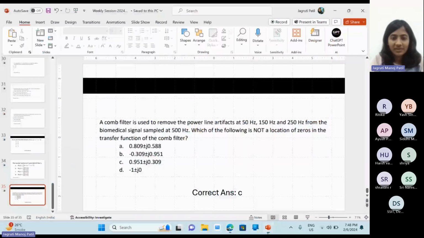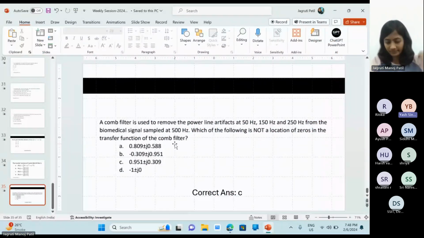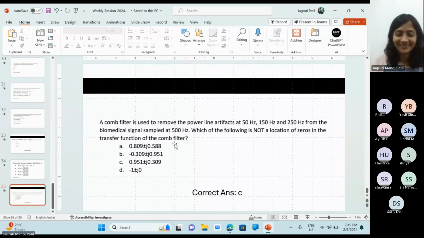Here, is the screen visible? Yes, ma'am. So the answer is C. Yes, you actually have the negatives also, because when you plot it, you also plot it on the j-axis. So no need to eliminate them.